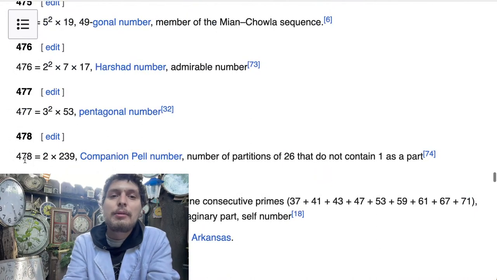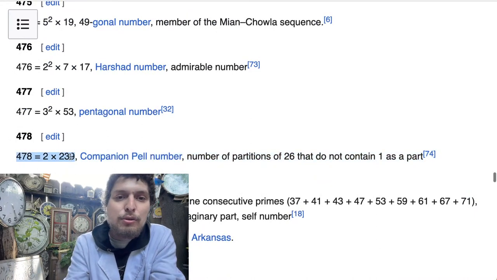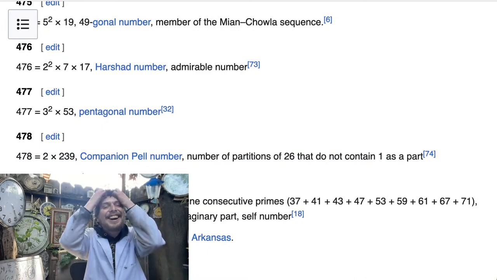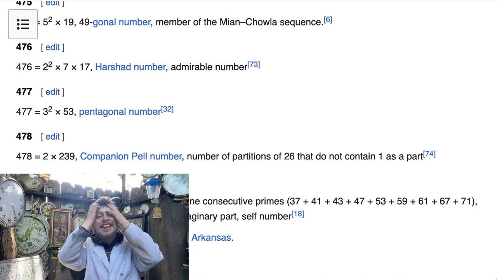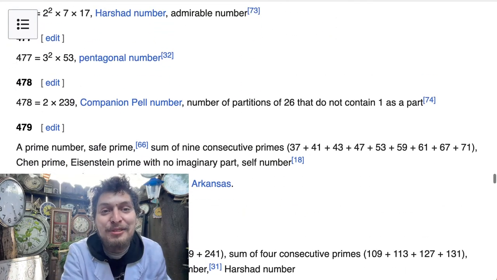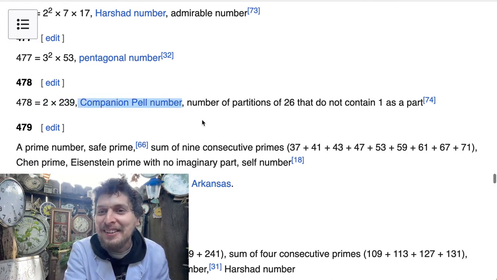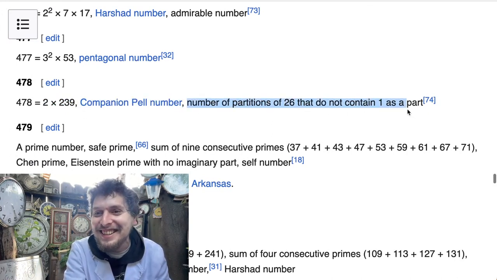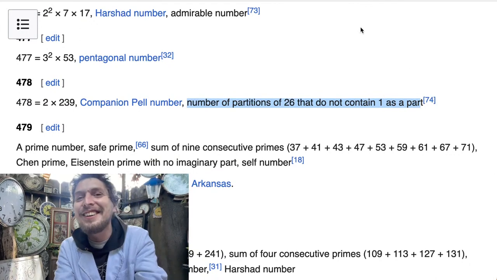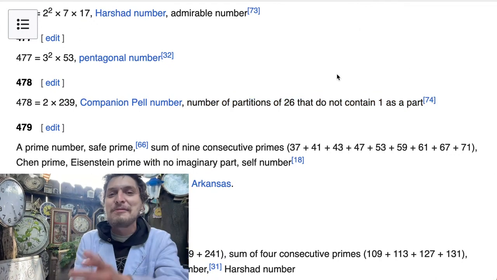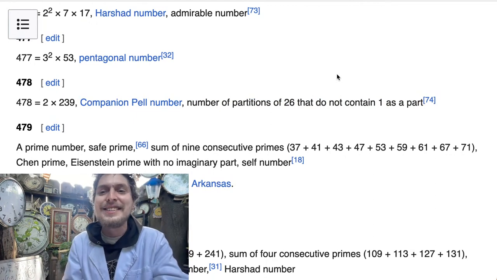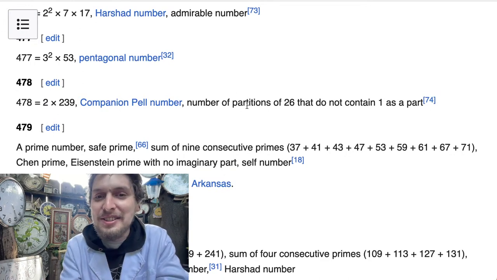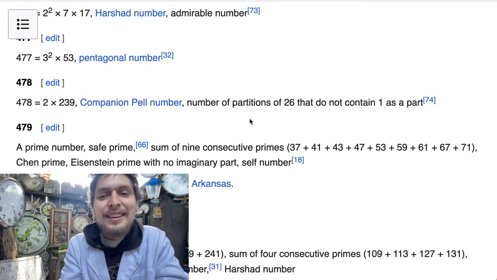Okay, they're talking about how it's these facts. Twice a prime. Okay, wait, oh my God. It's the exact three facts that I quoted from the OEIS. Twice a prime, companion Pell number, number of partitions of 26 that don't contain one. Whoa. So you see, the OEIS and Wikipedia will often agree on what the first fact to mention about it is, but that's funny how close they line up right there.